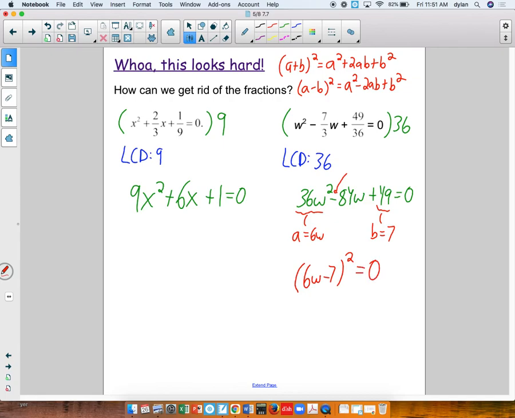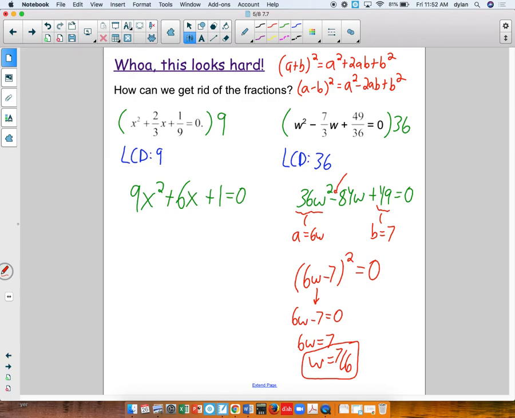So if you remember your shortcuts, you don't need to do box and diamond or the split if you see perfect squares, which is super cool, because now we can just solve this and say, well, we know 6w minus 7 equals 0. So 6w equals 7, and w equals 7/6. And just to be clear, you would get the same answer if you used box and diamond or split. It would probably just take you a lot longer.